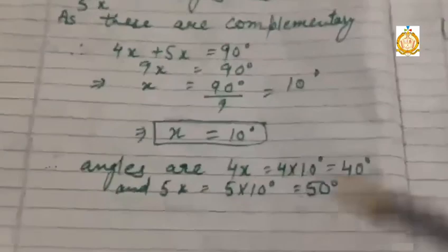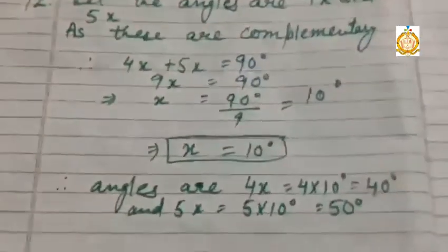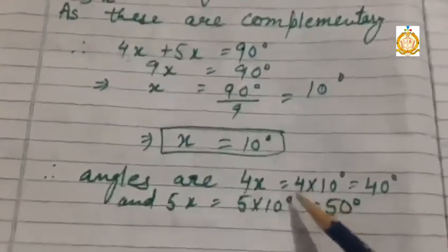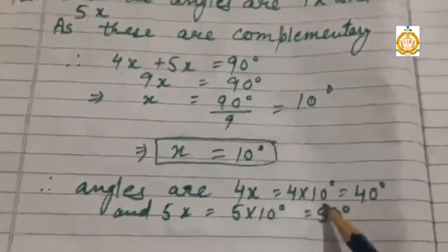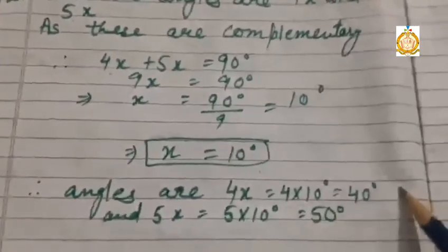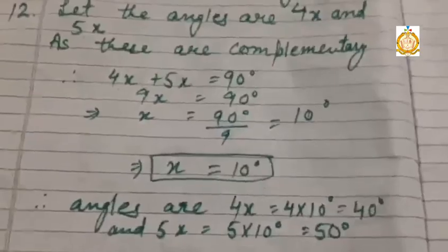But we have to find the angles. The angles were 4x and 5x. So the angle 4x equals 4 into x. The value of x is 10 degrees. Multiplying, you will get 40 degrees, and 5x, 5 into 10, is 50 degrees.